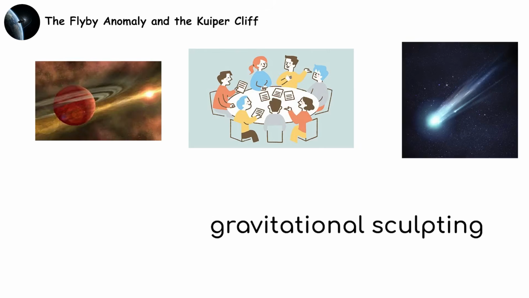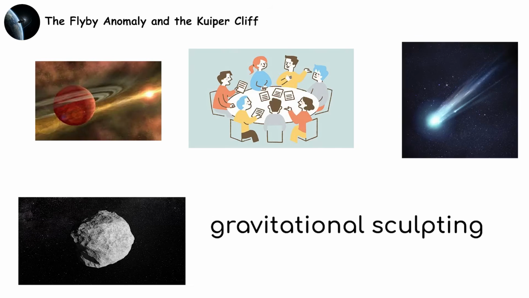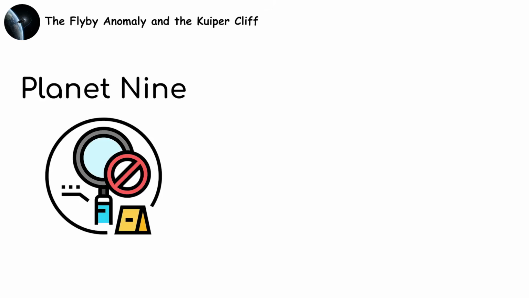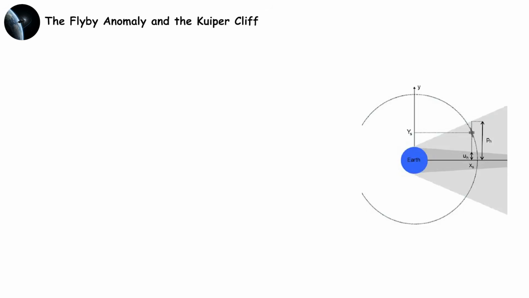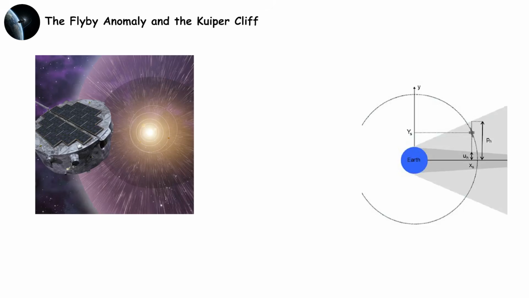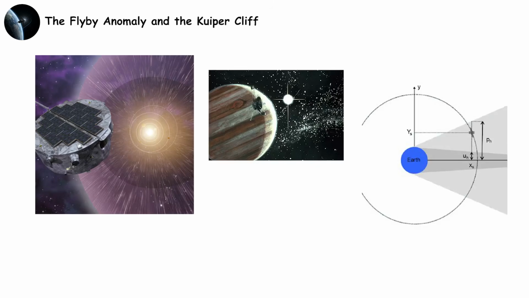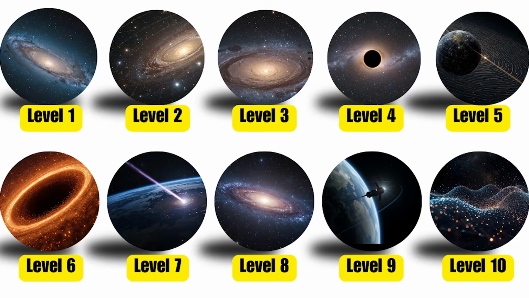Some researchers think this is evidence of past gravitational sculpting by migrating giant planets or even a passing star. Others have suggested an undiscovered massive object in the outer solar system, sometimes called Planet 9, though no direct evidence has been found. These anomalies might turn out to be nothing, or they might be clues that even our local cosmic neighborhood still holds surprises. Either way, they're reminders that precision measurements can reveal gaps in our understanding, even in familiar territory.